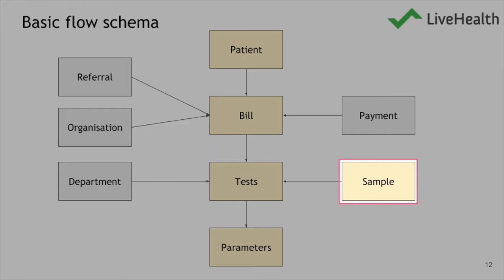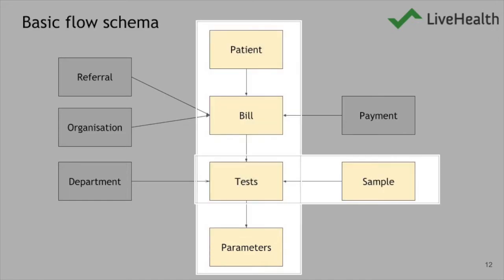And then each test also has parameters associated to it. Basically, if you take a blood test, it will have hemoglobin, red blood cell count, white blood cell count, cell morphology. All of those are individual parameters which you fill. So the value is filled against those parameters for those tests. So the patient has a bill, has tests, has parameters, and the test also has a sample type associated.